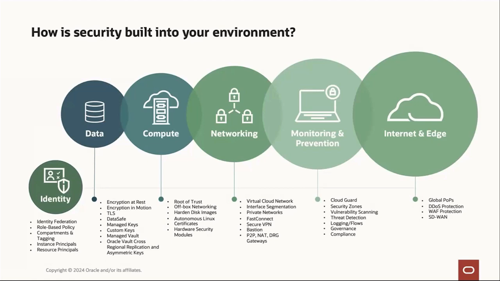For data, there are security features and tools to keep in mind, like the Vault service for compute, certificates. If you're working on networking, you can leverage features like Bastion or Secure VPN. For monitoring and prevention, there's a tool called CloudGuard that provides different security recommendations to improve your security posture in OCI. There's the vulnerability scanning service, and lastly, Internet and Edge, which covers web application firewall. We're going to be diving into this foundational piece, but it's very important to keep security in mind along the way as you're creating your different resources.